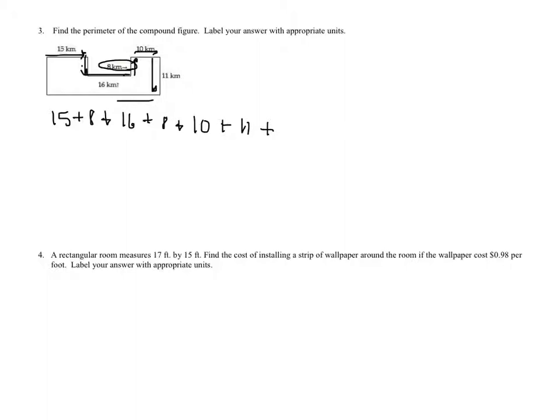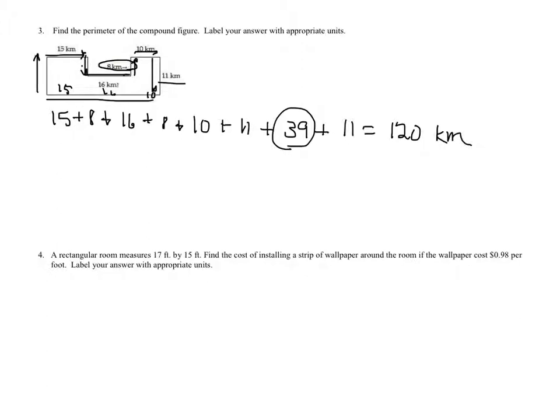Now, this entire thing is going to be the 15, 16, and the 10. So that's going to really be 39. And last but not least, we're going up again. So that's the same as this guy, 11. So when I add them, I'm going to get 120 kilometers around the whole thing. So this 39 comes from adding the 15, the 16, and the 10.